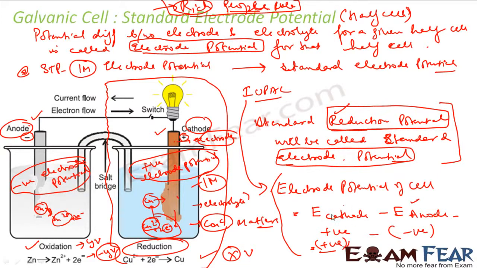So the electrode potential of a cell is nothing but electrode potential of the cathode minus electrode potential of the anode. And please note, when you talk about electrode potential, I am talking about the reduction potential. Don't take oxidation potential here, because electrode potential is nothing but reduction potential. So we will always take reduction potential only, just to avoid any confusion.